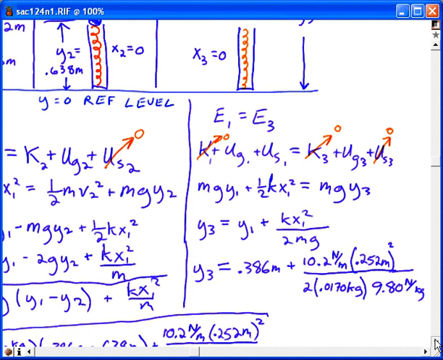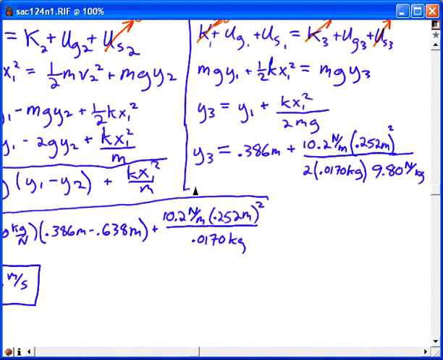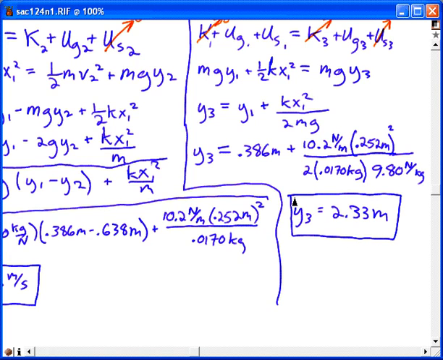So we substitute those values into the calculator and evaluate. We find y3 is 2.33 meters. It's the maximum height achieved by the marble. It's the answer to the question, how high does the marble go?